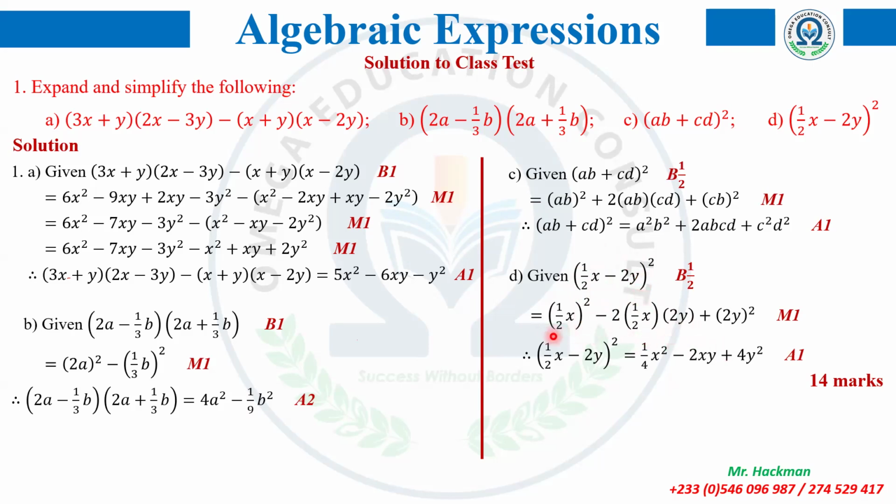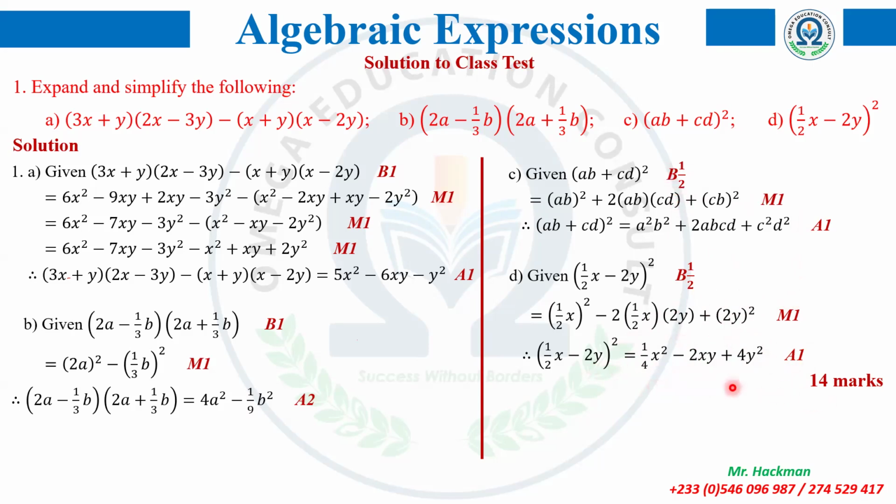At this point, if you remove the bracket here, this will give us half squared, which is 1 over 4, then x squared. Then the 2 will cancel, so I'll end up getting 2xy. And this one will give me 2 squared, which is 4, then y squared. So at this point, I will land at my answer. So I have my answer mark over there. So this one will be 2.5. Take note, this is also 2.5. So in all, question 1 is 14 marks.